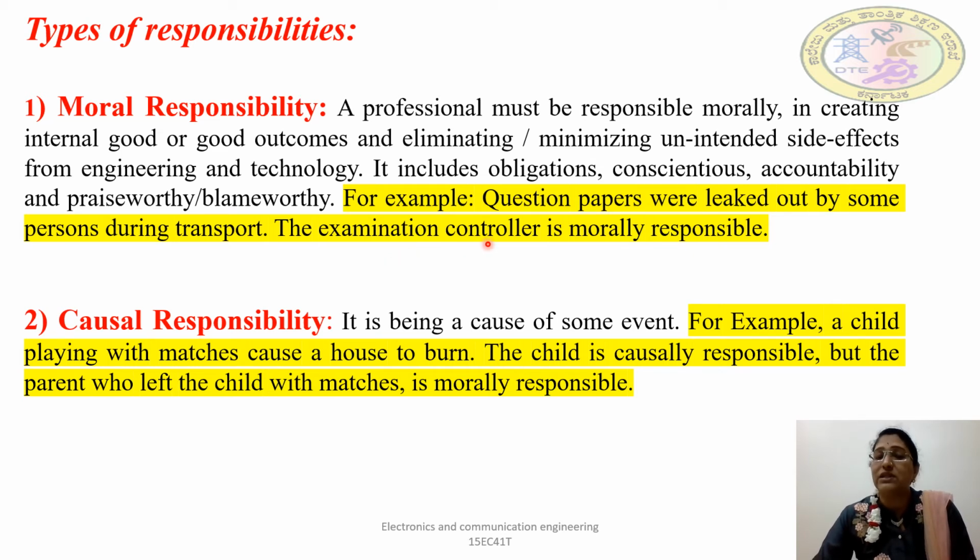That person is made responsible because that person should carefully take the question paper during transportation. That person is responsible morally because of the leakage of the question paper, because the students need to write it once again, otherwise they have to postpone the exam. So this will actually harm the students' life. That's why this type of responsibility is called a moral responsibility.